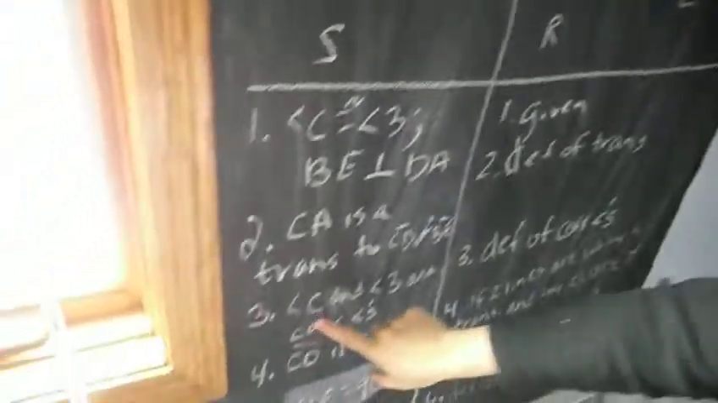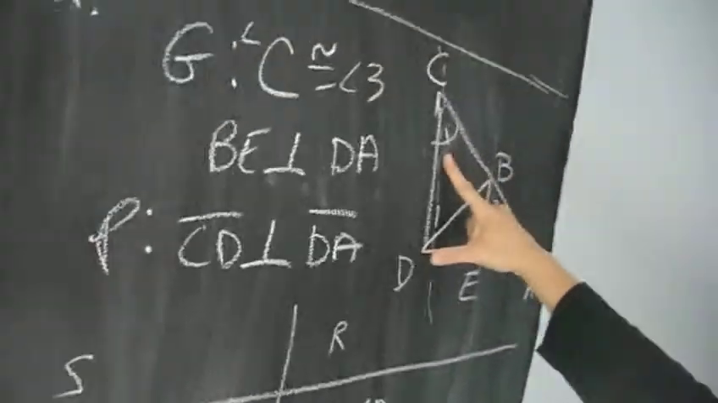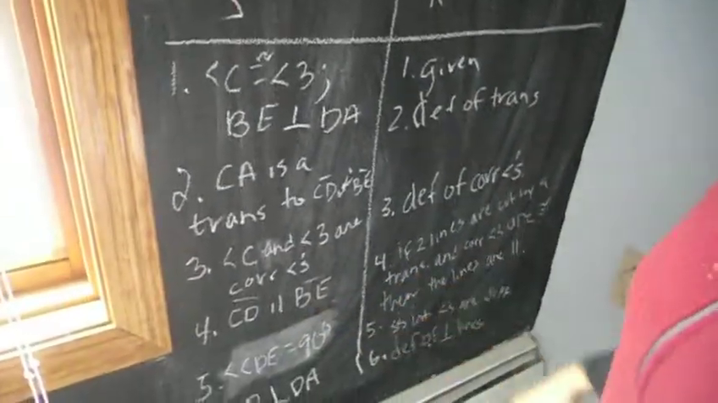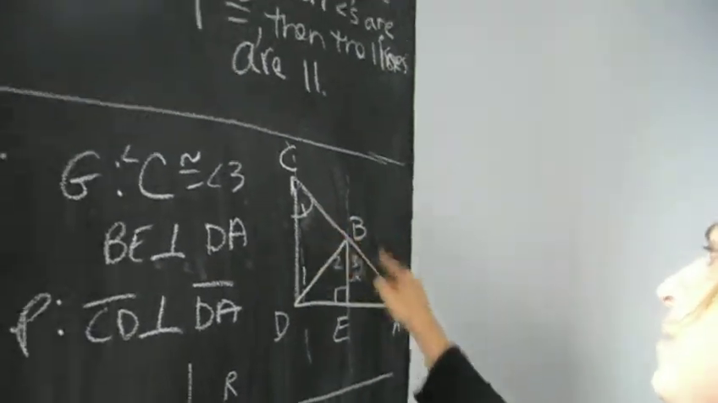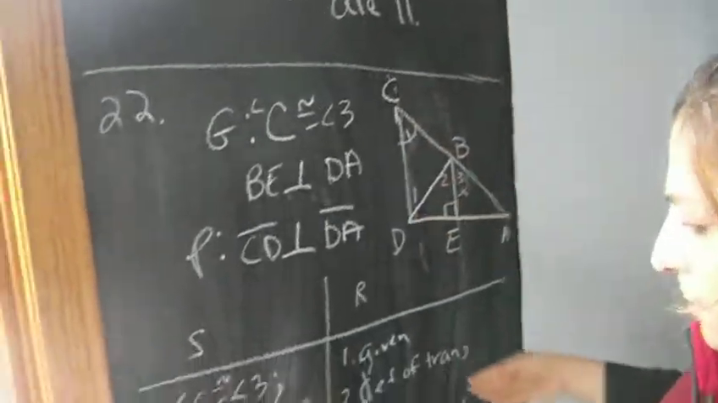Angle C and angle 3 are corresponding angles. That's what I said right at the beginning. Those are corresponding, definition of corresponding angles. CD is parallel to BE because if two lines are cut by a transversal and corresponding angles are congruent, then the lines are parallel. So I know those are parallel.